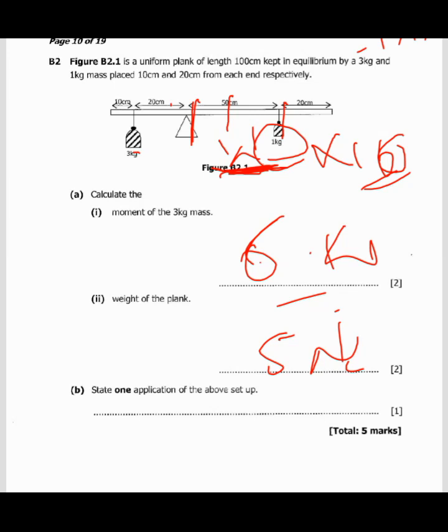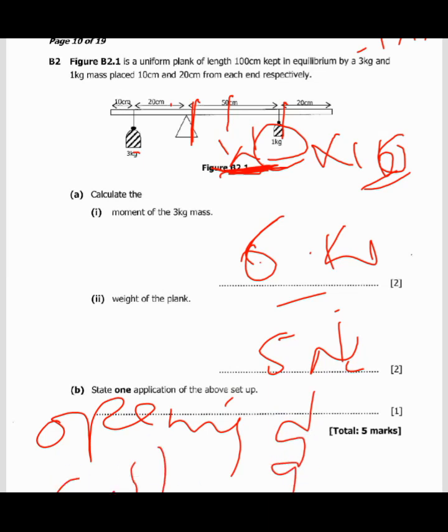You can talk about the seesaw, you can talk about the opening and closing of a door, you can talk about the opening and closing of a tap. All those are examples. So we'll just put opening and closing of a door. When you are opening or closing a door, the point at which the pivot is, it is the hinges, because that's where the turning effect is taking place from.